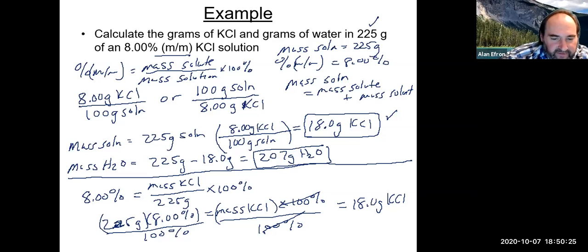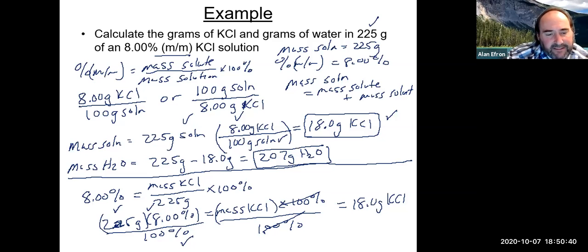You have your 225 times 8, which is essentially what you did here. And then you're dividing by 100, which is essentially what you did here. The math is basically identical. It's just really your feeling as to how you want to set it up. So it works the same way.